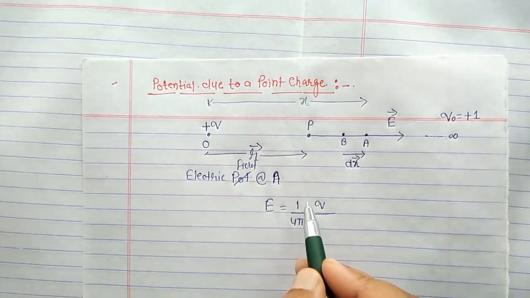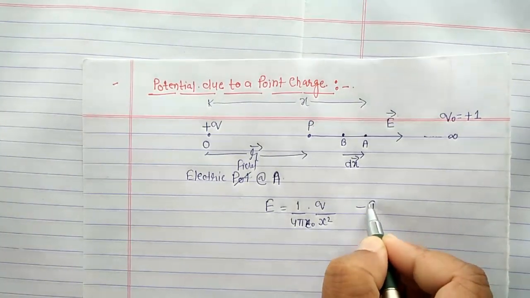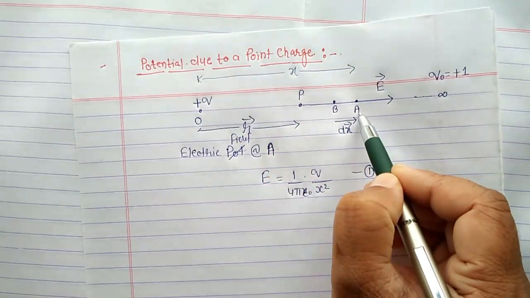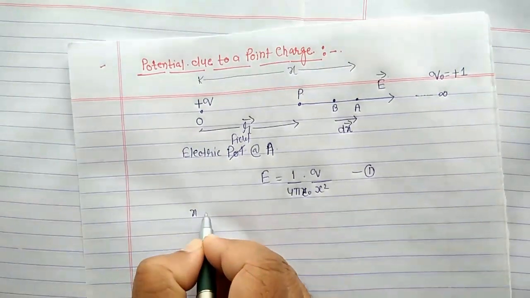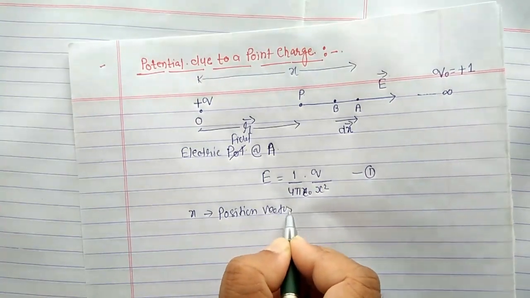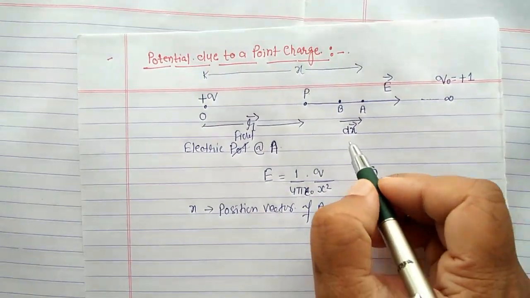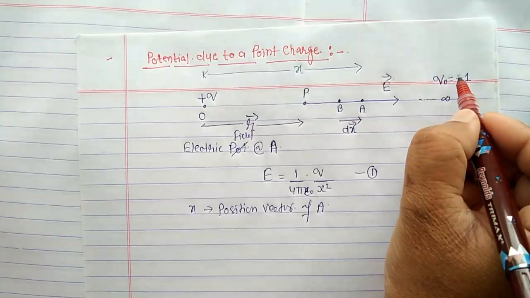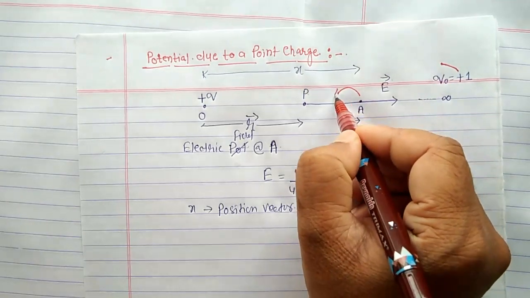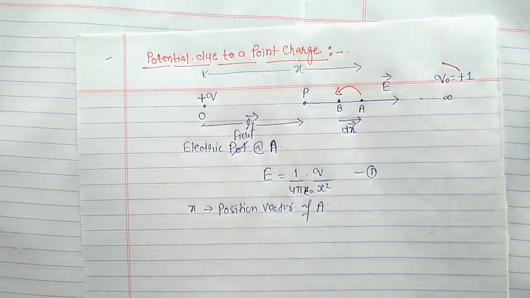So the expression will be E is equal to 1 upon 4 pi epsilon naught Q by x square, where x is the position vector of A. Now calculate the amount of work done in bringing this unit test charge from A to B, which are separated by a small distance dx.